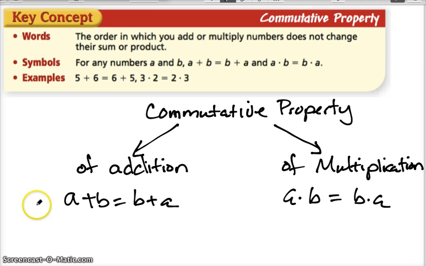Just a quick note, I want you to think about this. Don't answer it yet, because I'm sure you'll probably have to answer it in your assignment. Does the commutative property work for subtraction and division? If not, tell me why. All right, we can talk about that when we see each other.